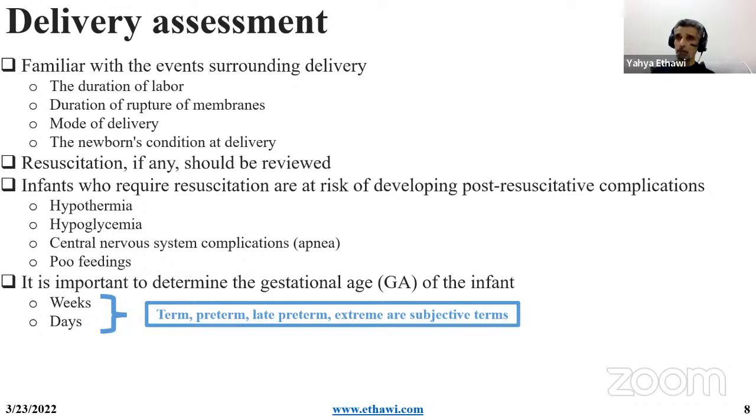So what is the duration of labor, prolonged or precipitate? Is the membrane ruptured, and when? By hours. Is it more than 12, more than 18, or less than 18 in bacterial infection, and more than or less than 4 hours in herpes. What is the mode of delivery? C-section, emergency, crash, elective, semi-elective, normal vaginal, or instrumental deliveries, vacuum or forceps. What is the newborn condition?